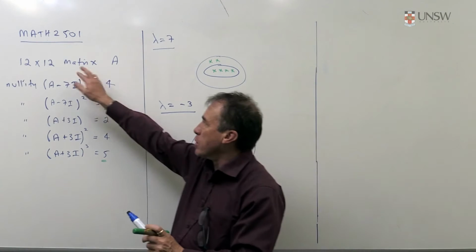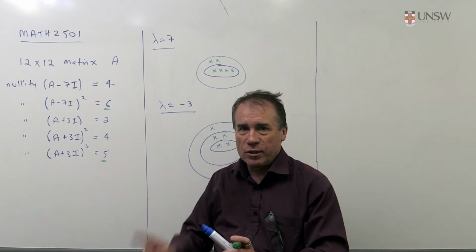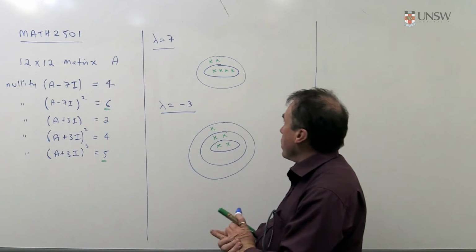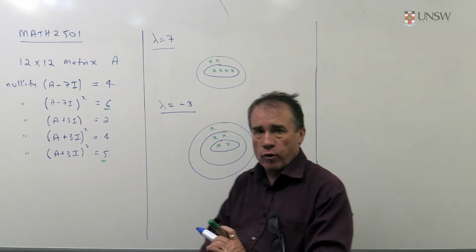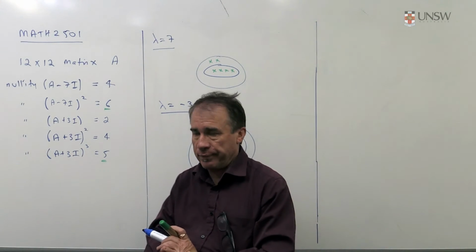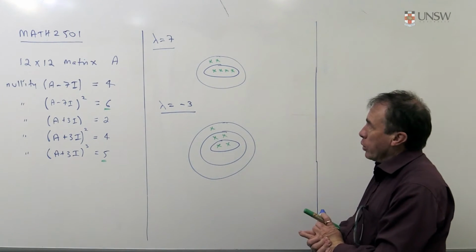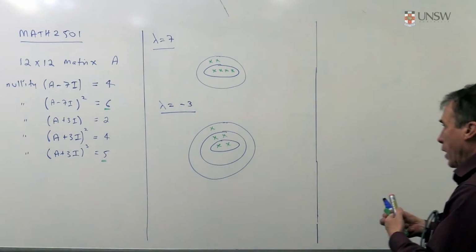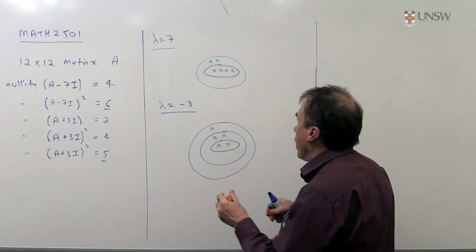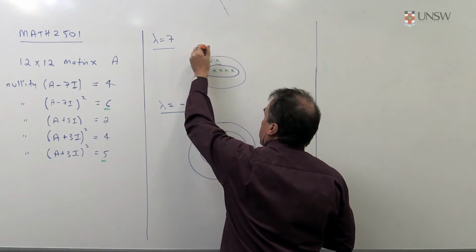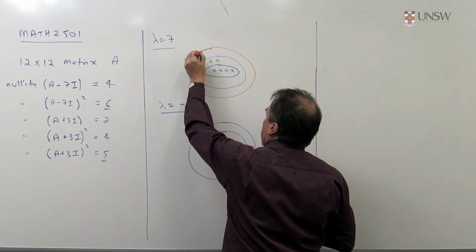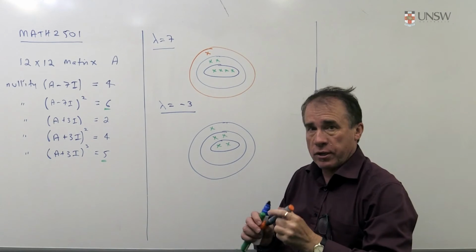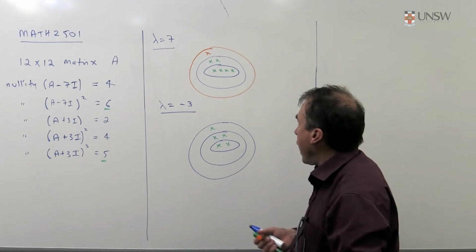But remember, I started with a 12 by 12 matrix. So there's 1 more dimension of eigenspace somewhere. And the question asks, what are the possible Jordan forms this matrix could have? So, what could we do? Well, one possibility is to do the following. That extra dimension of eigenspace might be in the lambda equals 7. So it might be the case that I go out 1 more kernel and I pick up 1 more generalised eigenvector.